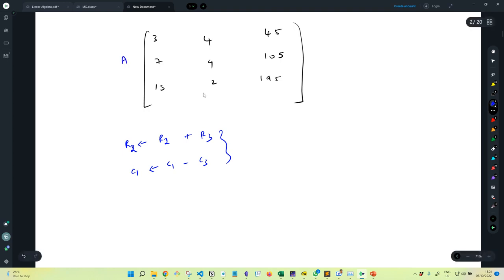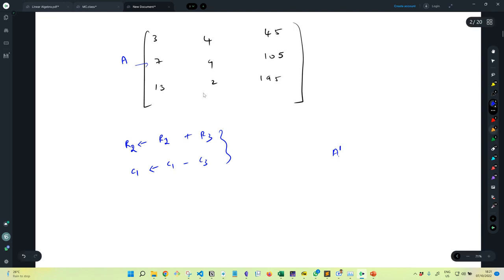Now let's say this is A. After performing operations, let's say you get A prime. In A prime, what you will do is you will take A, you will take the second row, and you will add third row to it. A prime is such that second row in A prime is equal to second row of A plus third row of A, and first column of A prime is equal to first column of A minus third column of A.